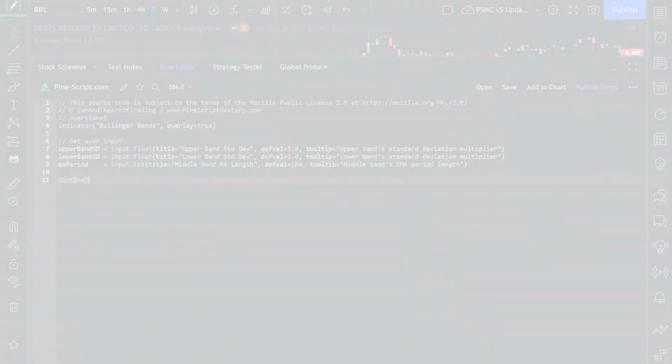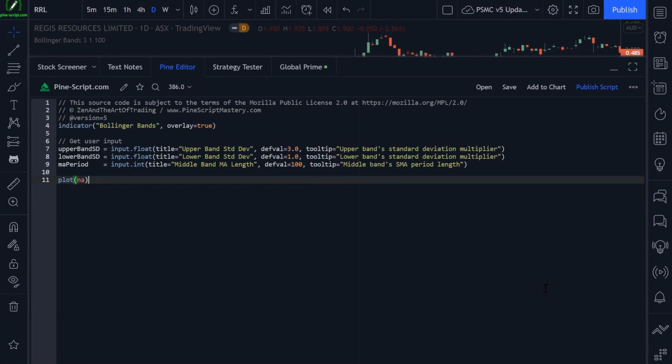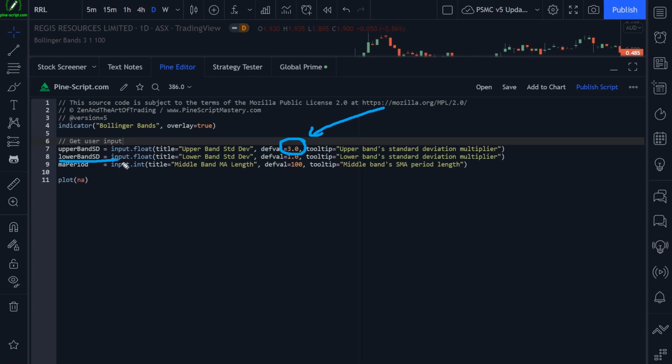Let's get started. Okay, here I am with an essentially blank script with just some user inputs. So we have our 3 main inputs that we just covered. We have our upper band standard deviation, which is set to 3 by default. We have our lower band standard deviation multiplier. These are multipliers of the standard deviation of our moving average.